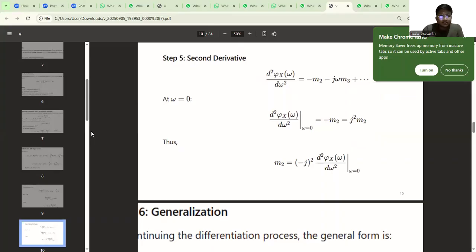Step 5: second derivative. d square phi X of omega by d omega square is equal to minus m2 minus j omega m3 plus so on. At omega equal to 0, d square phi X of omega by d omega square is equal to minus m2. Hence m2 is equal to minus j square d square phi X of omega by d omega square at omega equal to 0.